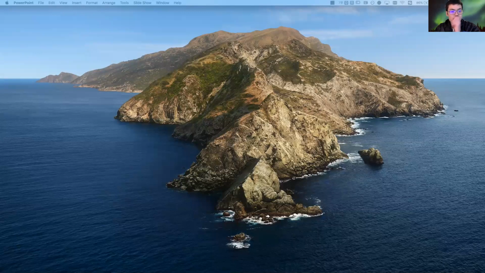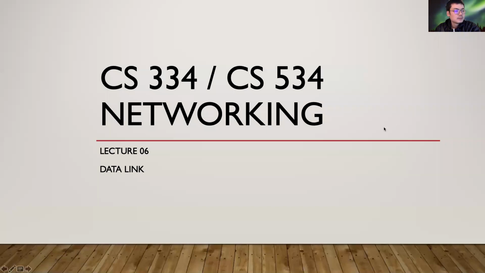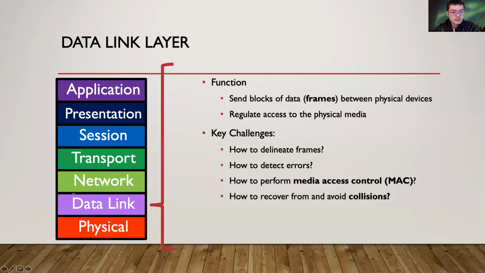So next, let's look at the data link layer, or we can also call it the link layer. This lecture on the link layer will include two slides. So this is the first slide.